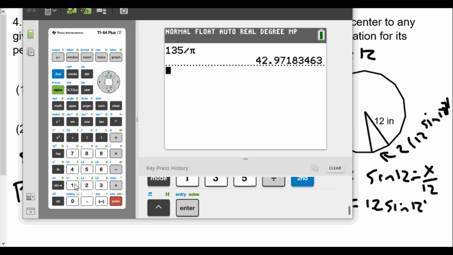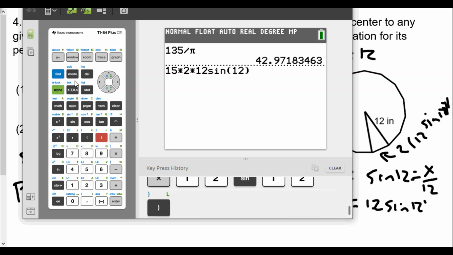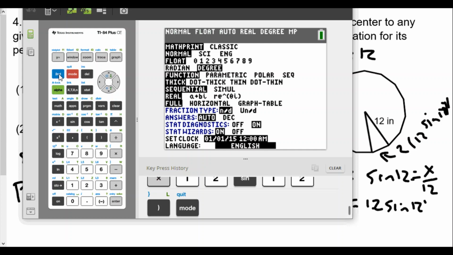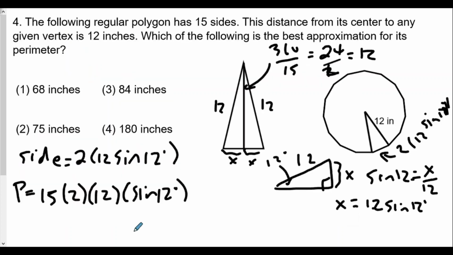So let's do 15 times 2 times 12 times the sine of 12. Before we continue, I want to make sure I'm in degree mode. Yes, we are, so we're good. When we enter it, we get a total of 74.848. The 0.8 will round up, so the answer is 75 inches.